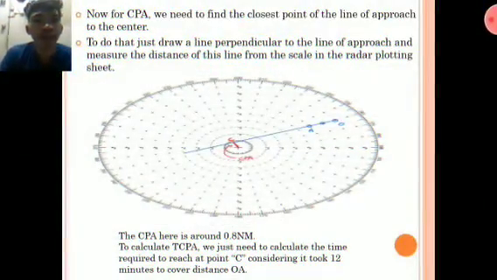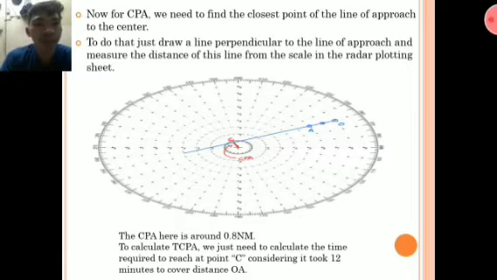So now for the CPA, we need to find the closest point of the line of approach to the center. To do that, just draw a line perpendicular to the line of approach and measure the distance of this line from the scale in the radar plotting sheet. So here's an example. The center in there is the CPA, or the closest point of approach. So the CPA here is around 0.8 nautical miles. To calculate the TCPA, or time of closest point of approach, we just need to calculate the time required to reach point C, considering it took 12 minutes to cover distance OA.